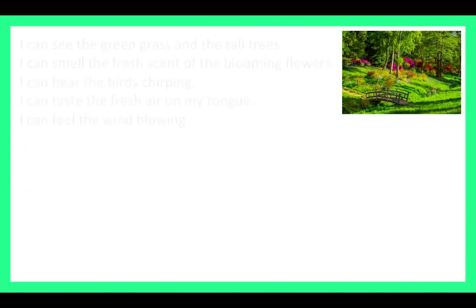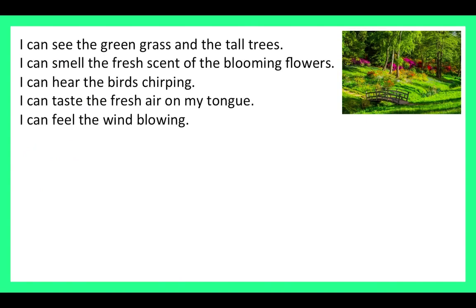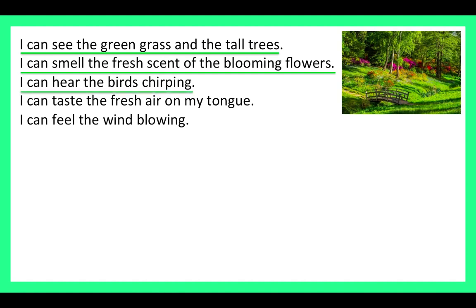Here is a simple way to describe the picture. I can see the green grass and the tall trees. I can smell the fresh scent of the blooming flowers. I can hear the birds chirping. I can taste the fresh air on my tongue. I can feel the wind blowing.